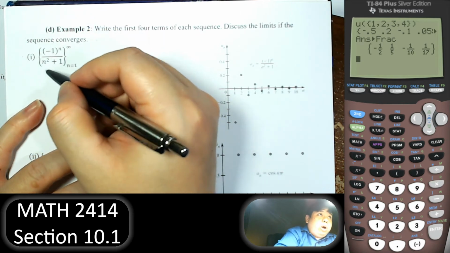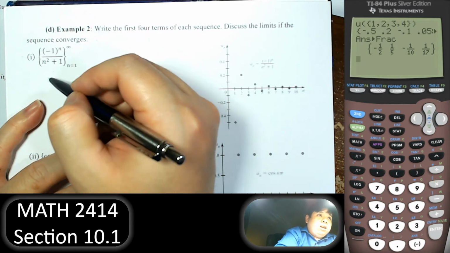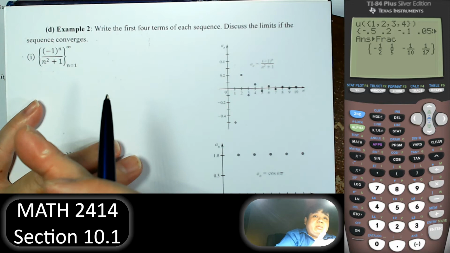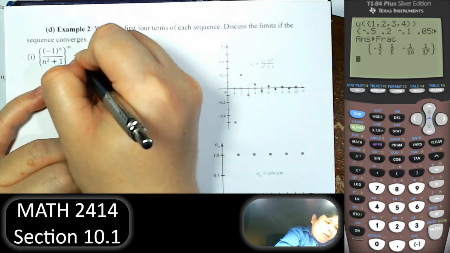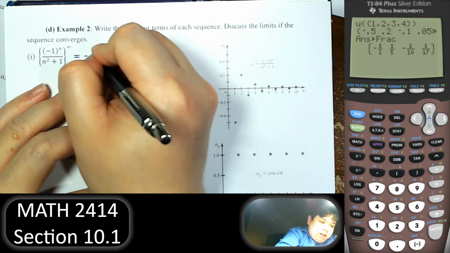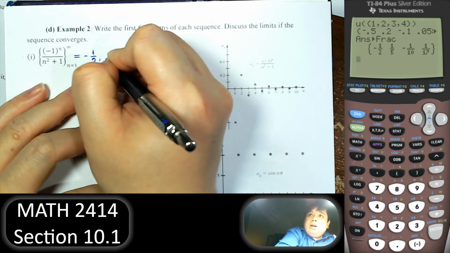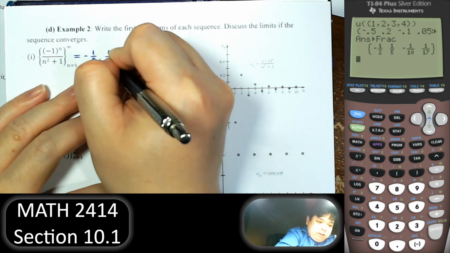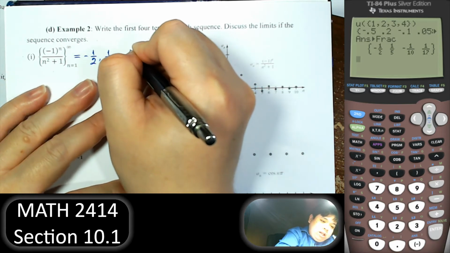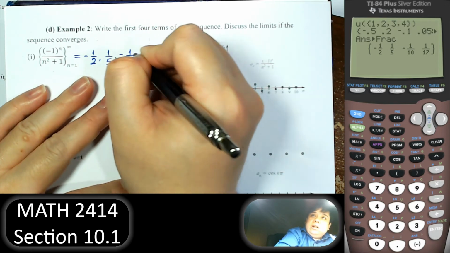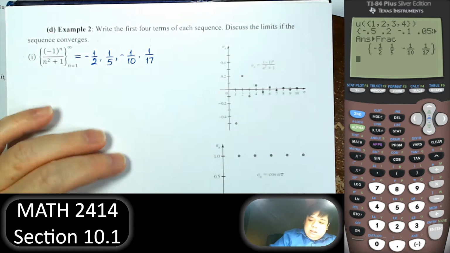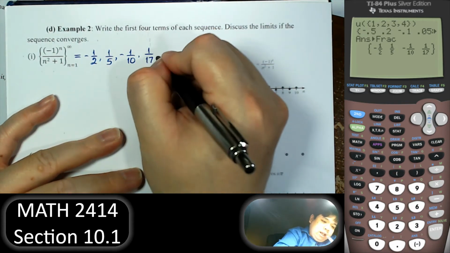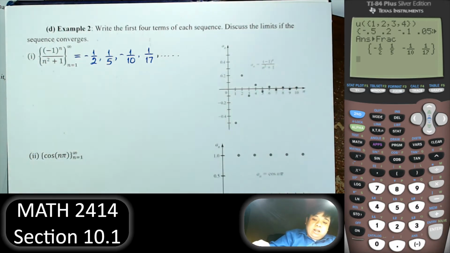So this is the way we write the sequence in curly brackets, because the sequence is a list of numbers, so we write that as a set of numbers. So we say negative 1/2, 1/5, negative 1/10, and 1/17. And that's the first 4 terms, and then just keep on going.